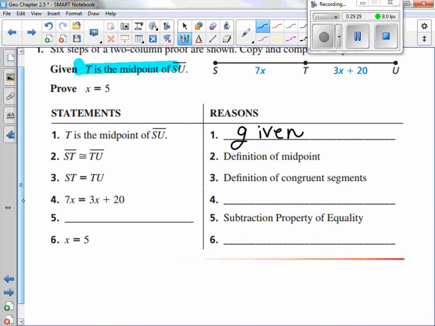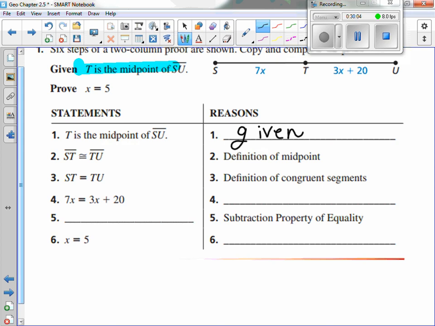ST is congruent to TU. Because our definition of a midpoint is the middle of a line segment. A midpoint of a line segment cuts the segment into 2 what? Congruent parts, yes? The definition of a midpoint is it cuts the segment into 2 congruent parts. It doesn't say that they're equal. They said that they were what? They are congruent, yes? It doesn't say they're equal. They said they're congruent. But what do we know about congruency? Two things that are congruent have the same measure, yes?